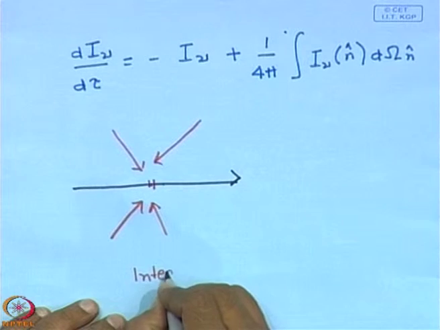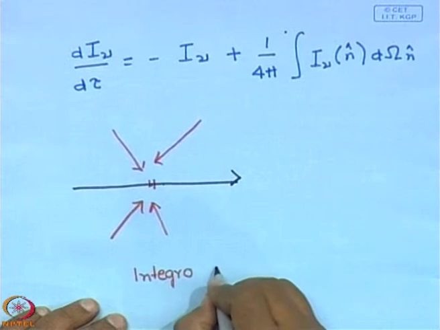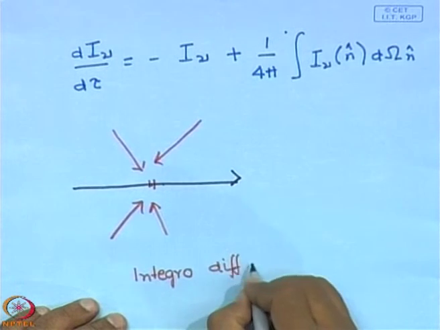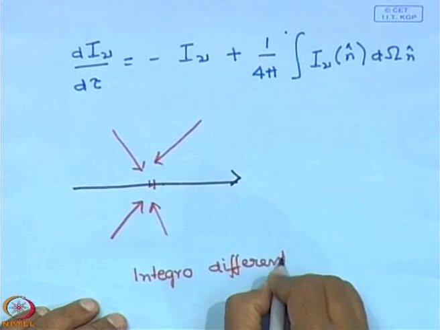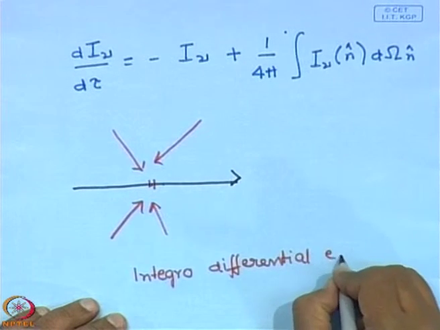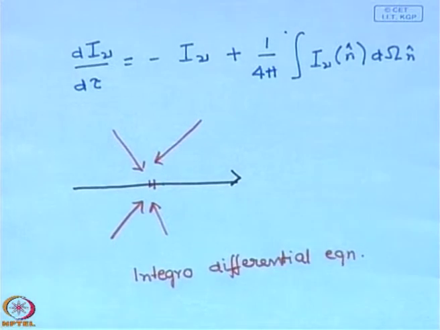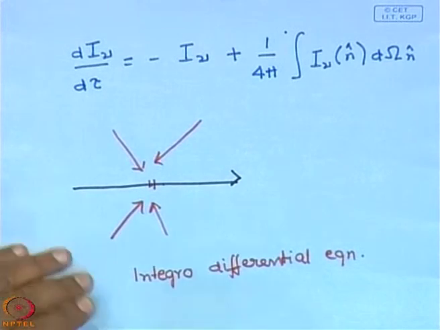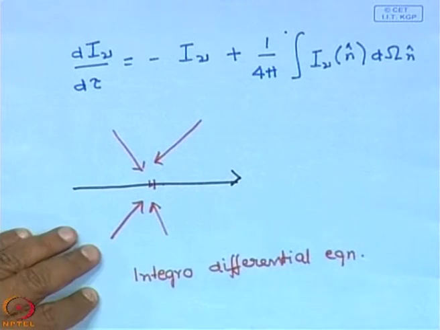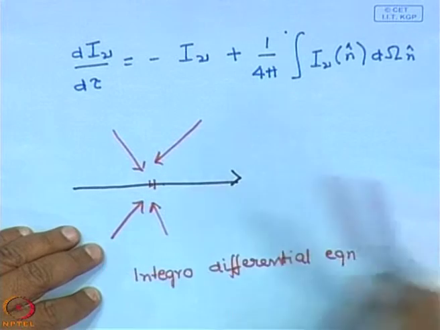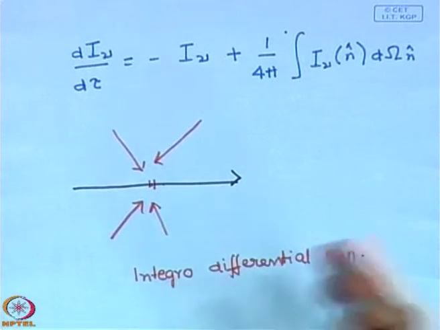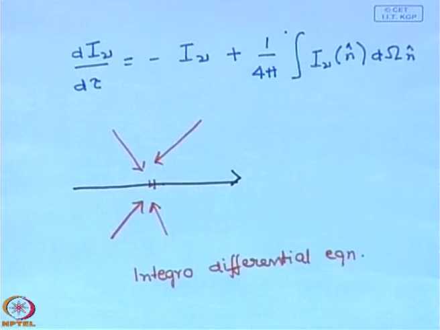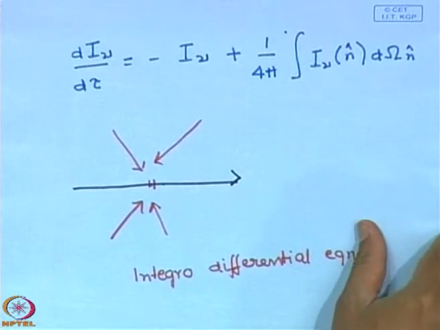Integral differential equation. This is extremely difficult to solve, and in general there are no general solutions available like we had when there was no scattering. In this case, with scattering, you have to make approximations and then proceed. So, it is a very difficult problem. We shall not go into this.